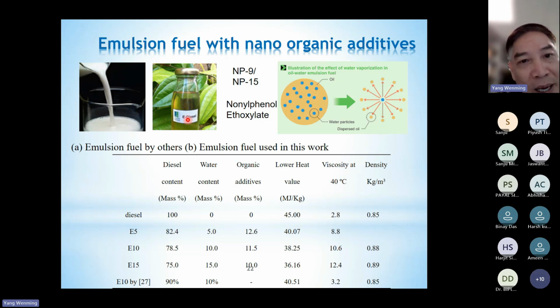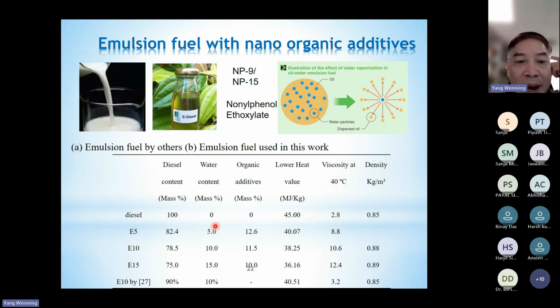So we can see that in this emulsion fuel we have blended MP9 and MP15. These are more like surfactants. And we also blended water inside the emulsion fuel. The water percentage goes from 5% to 10% and up to 50%. And this one contains 90% diesel fuel and 10% water.